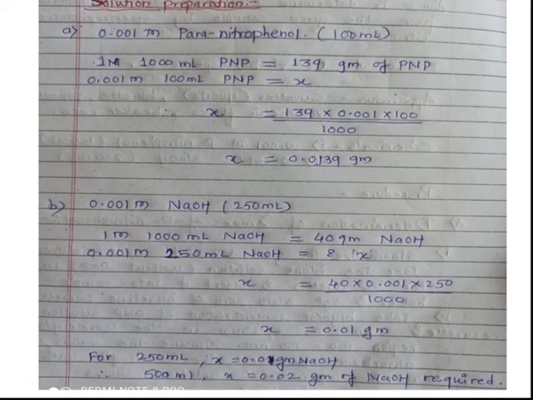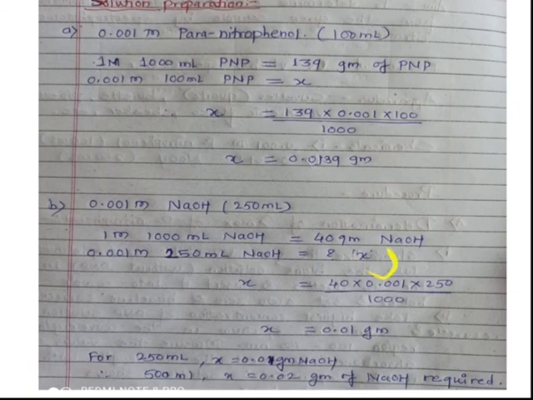So we have to prepare a second solution, 0.001 molar sodium hydroxide, 250 ml is required. As above, 1 molar, 1 liter sodium hydroxide is prepared after dissolving 40 gram of sodium hydroxide powder in the water. Same way we have to prepare 0.001 molar, 250 ml sodium hydroxide.